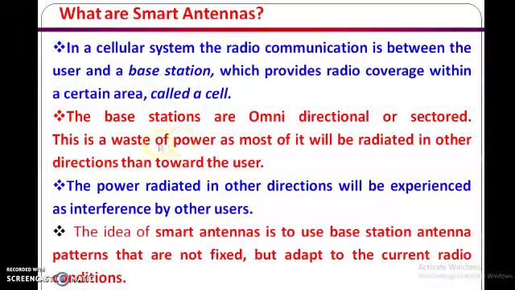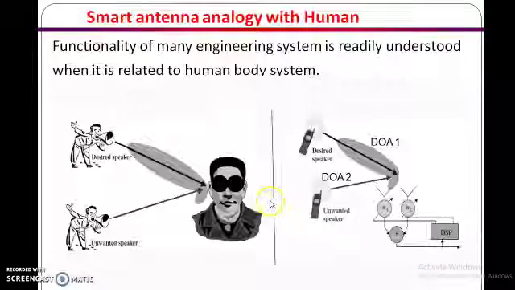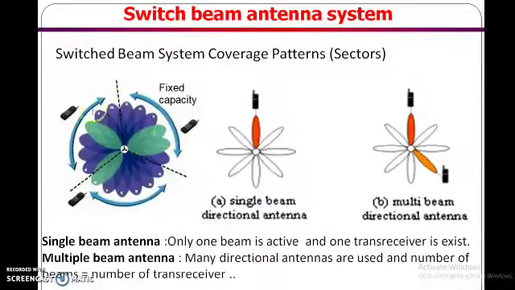This is the smart antenna. It's a cellular system with the radio communication between the base station and the mobile phones. Just go through it. It will experience interference by the user, the power radiated. So what will happen here? In this, the power is radiated throughout the time, whether the user is present or absent, irrespective of that.